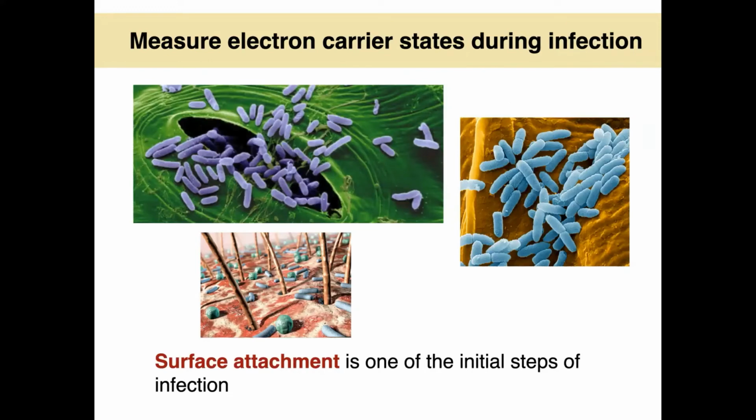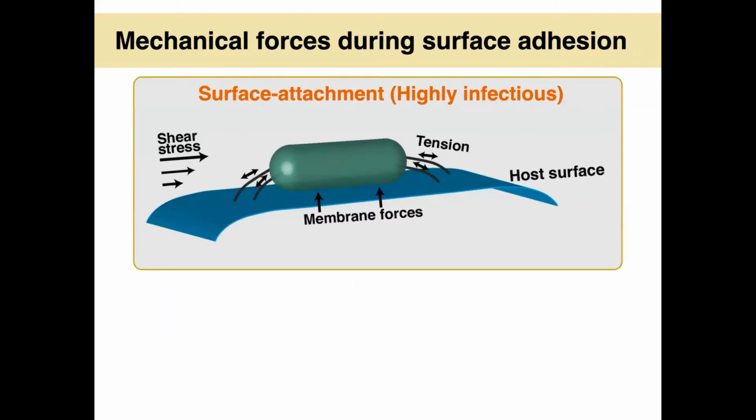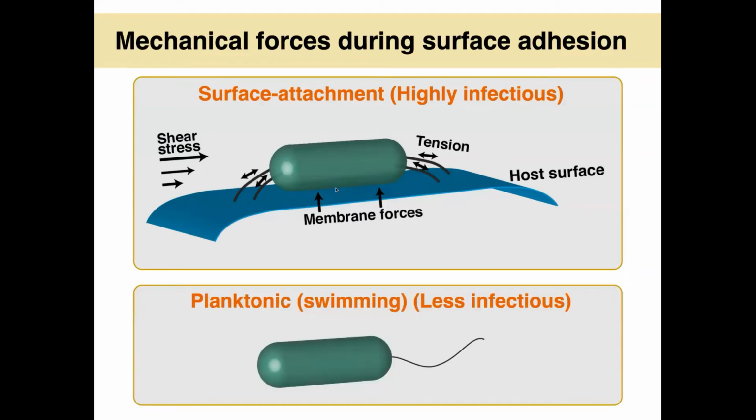We're going to do this with something related to human health: bacteria that are attaching to surfaces. Surface attachment is important because it's one of the initial steps of infection. So does electron flow change when bacteria are swimming and then when they start infecting? To think about this from a physical standpoint, bacteria that are attached to surfaces are under very different forces than when they're swimming around. When attached, there's shear stress, there's membrane forces, there's tension on the appendages that attach them to surfaces. So the physical environments are very different.